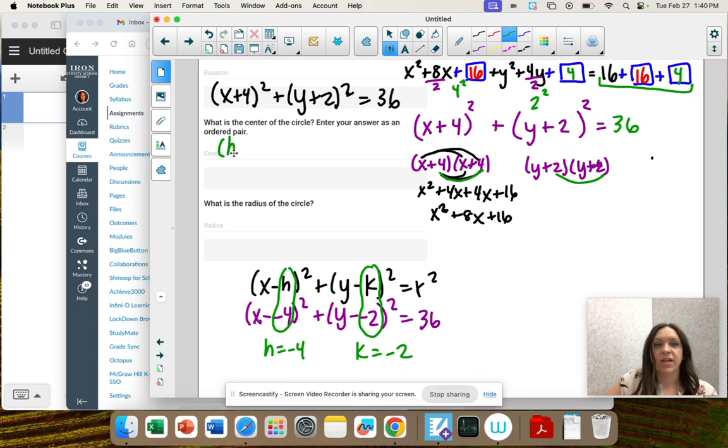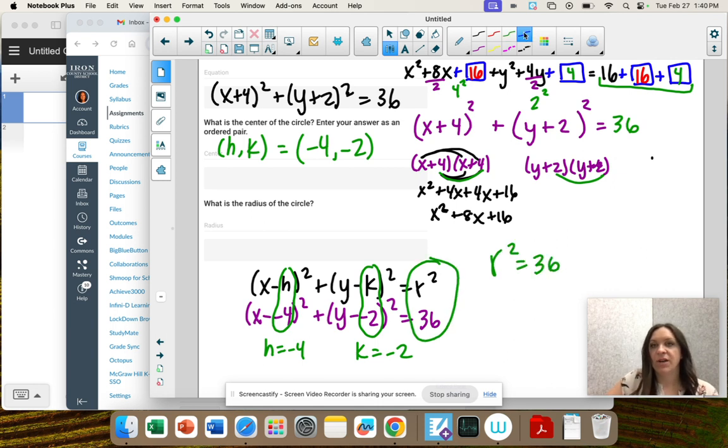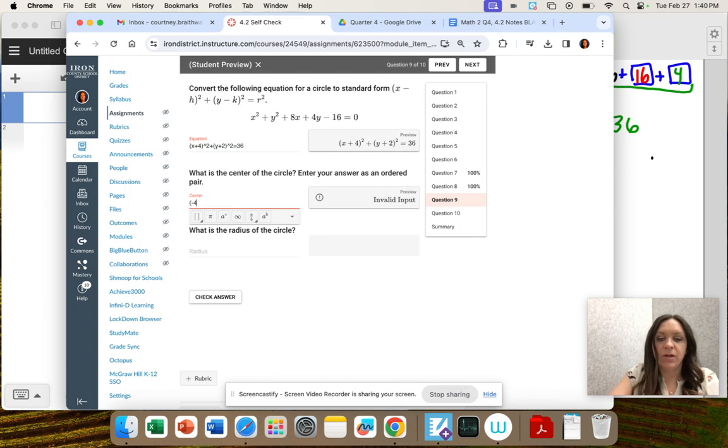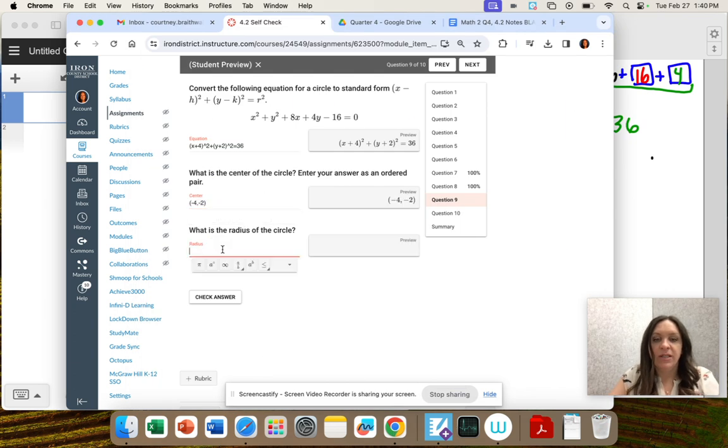And our center happens at h, k. So our center is actually negative 4, negative 2. And to find the radius, we use the r squared, and you have to take the square root. We don't want r squared, we want r. So r equals 6, the square root of 36. So negative 4, negative 2, and 6.